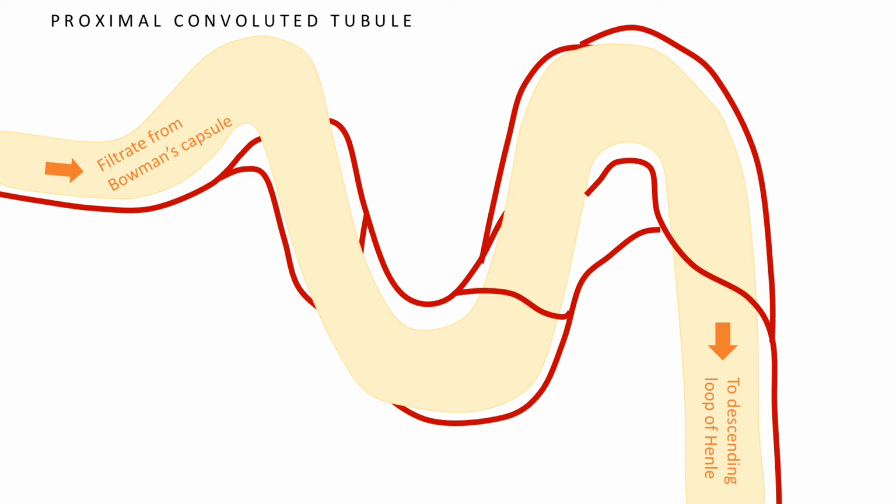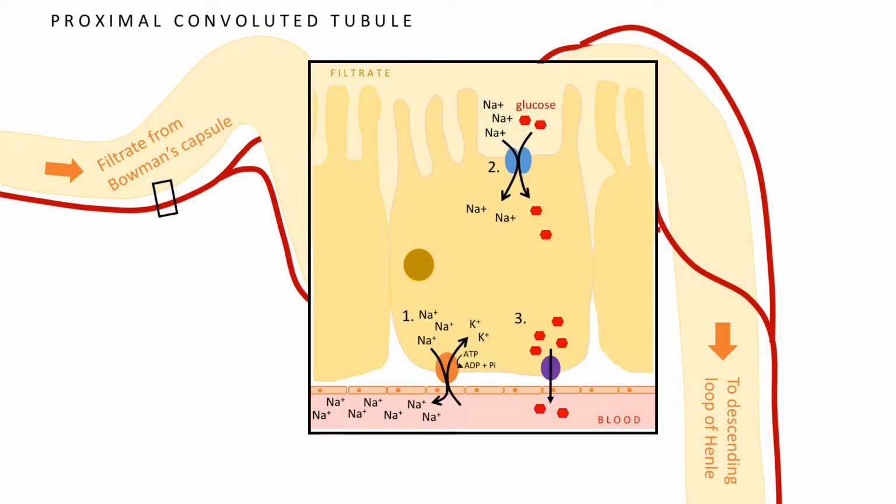Filtrate from Bowman's capsule moves through the proximal convoluted tubule, and this has a series of capillaries in close association with it. So if we focus on a small component of the wall of the proximal convoluted tubule and that blood vessel that flows next to it, we would see something like this. And so those three events are depicted here in the diagram. So you should have stated that the three events that lead to absorption of substances back into the blood are these three events.